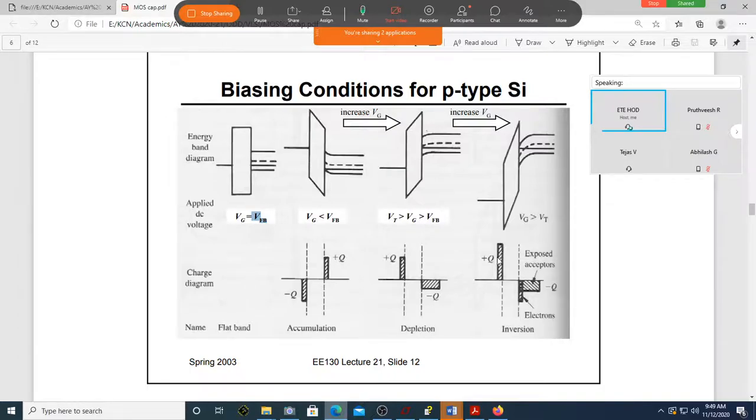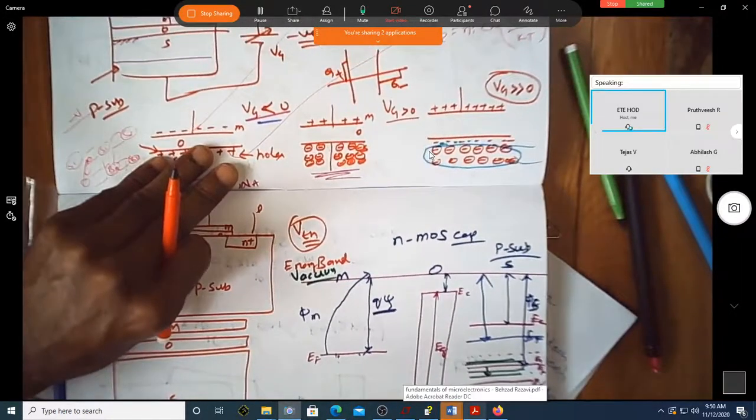If you apply more and more positive voltage along with the depletion, you have electrons accumulated at the oxide semiconductor interface. This is the channel. That's what we have shown here. Can you see here? You still have those negative charges due to the ions. Can you see these electrons?